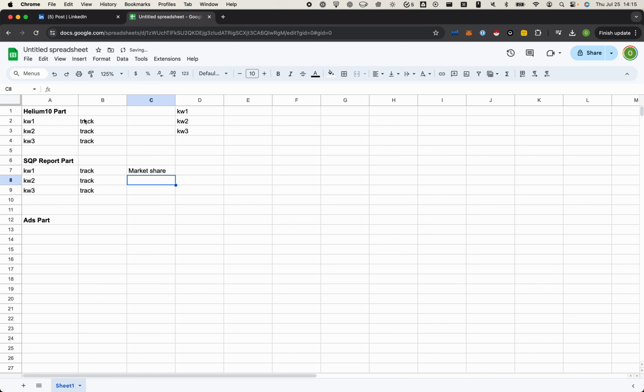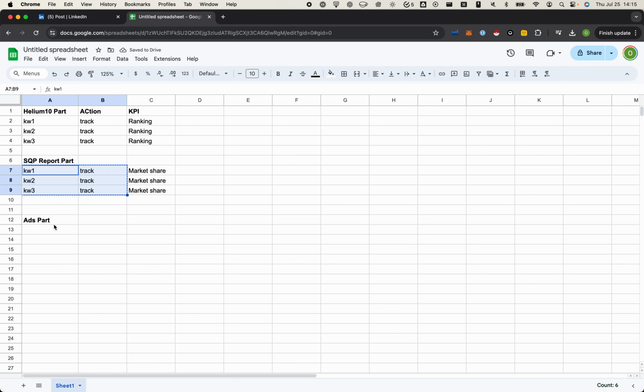So this is gonna be the action, what we are tracking, and this is gonna be the KPI. What is the KPI that we are tracking? So here we are tracking ranking. Here we are tracking market share.